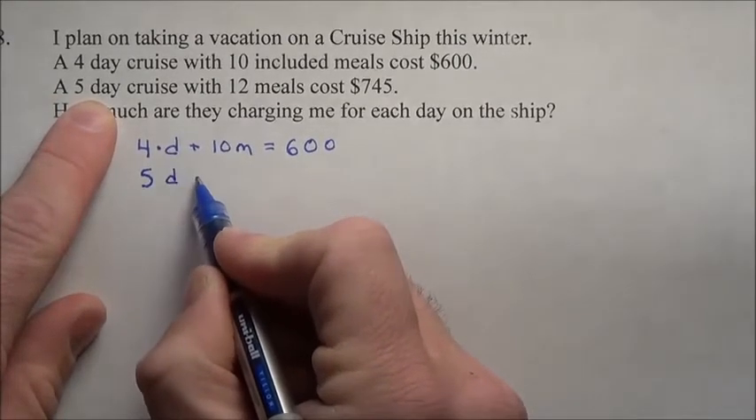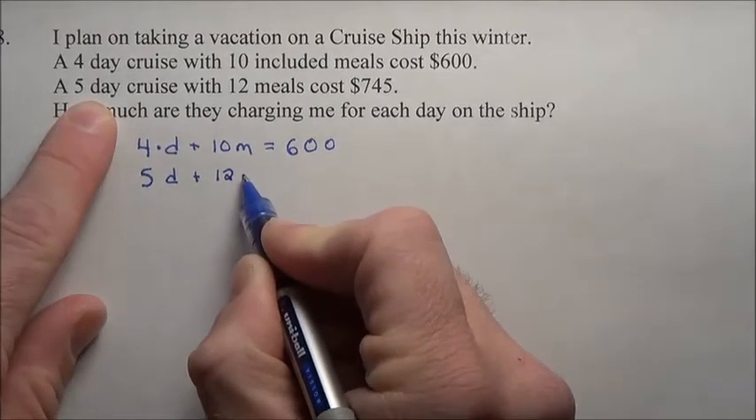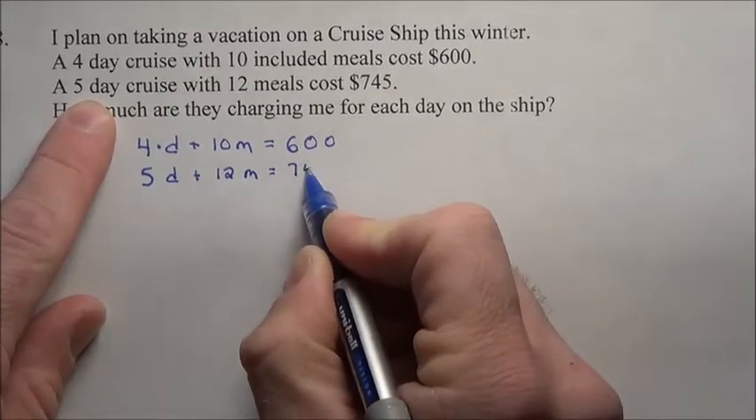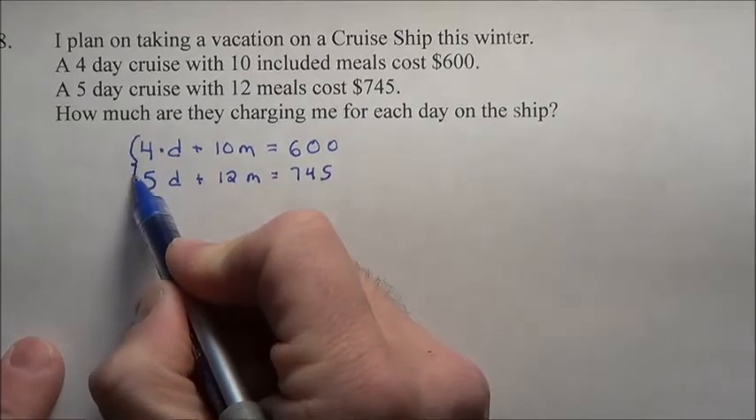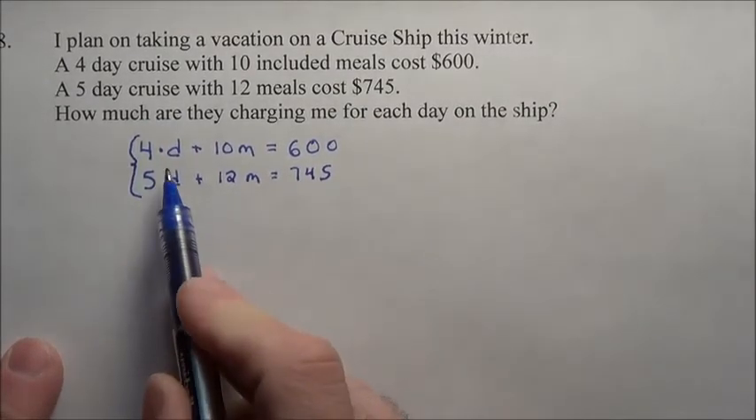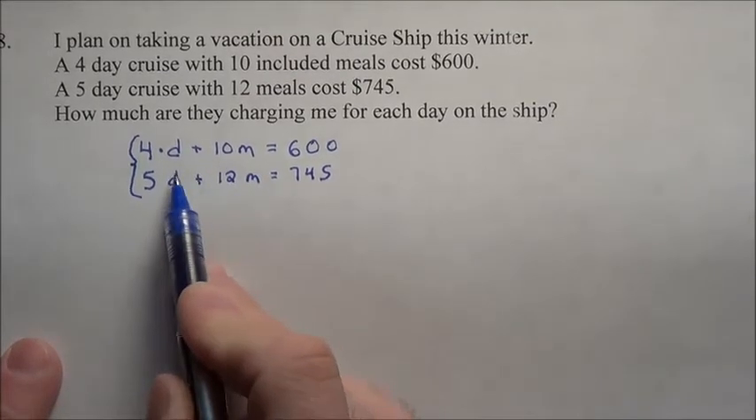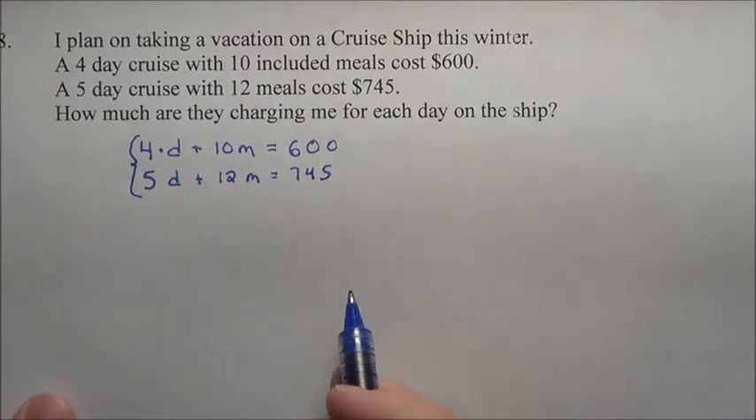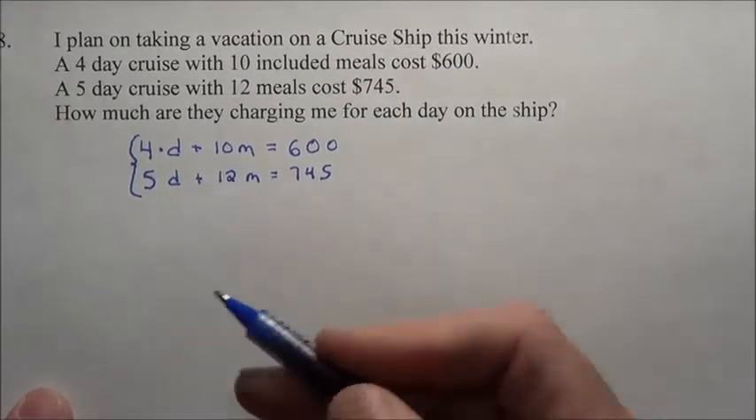5 times however much they're charging per day, plus 12 meals times however much they're charging per meal, comes out to be $745. This is a system of equations here. We're trying to find the value that'll make this true and this true, the D and M that's the same D and M for both these two equations that makes them both true. So to do this, I can't use substitution. I'm going to have to use elimination.